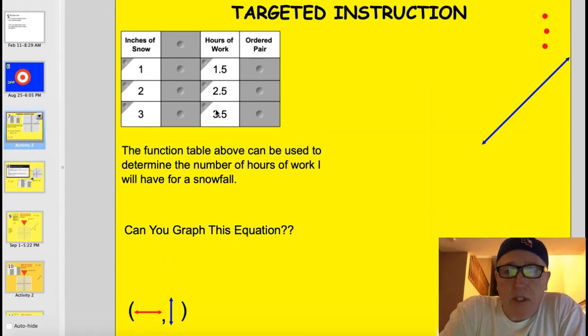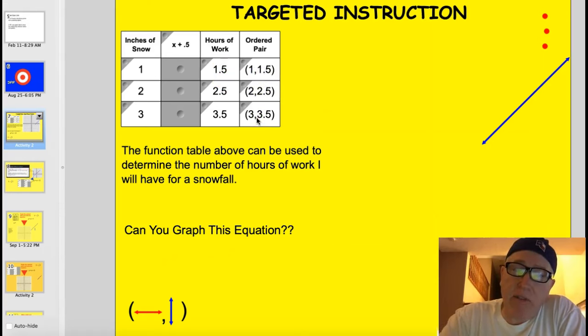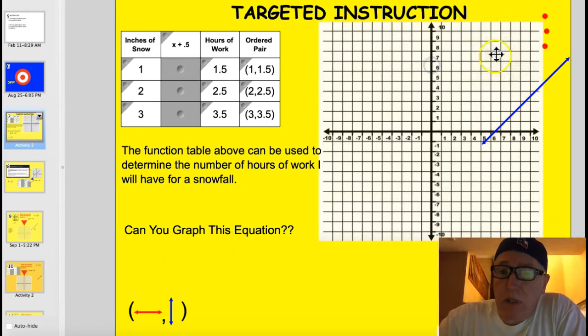So I've got this little table here. What's really going on? Well, the rule is whatever the x is, we're going to add a half to it. So it's x plus a half, or x plus 0.5. Now, we can take these x values and y values and put them into ordered pairs, like I have here. I just set them next to each other and put a comma between them. Now you recognize that as an ordered pair, and we can graph those.